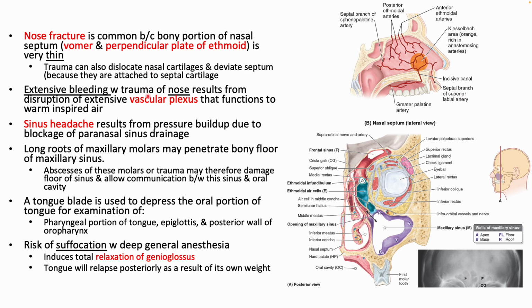If anything traumatic happens and we see a ton of bleeding coming from the nose that doesn't stop, then that's going to be because we have disruption to the vascular plexus. And so we looked at a bunch of the arteries coming in here. This region here in orange is going to be a location of a lot of anastomosing arteries. And so that's forming the vascular plexus in the nasal cavity. And so if that gets damaged in some way, then you're going to have a ton of bleeding coming out of your nose.